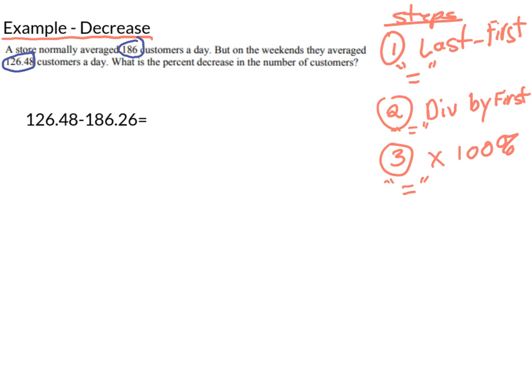So what you get is 126.48 minus 186.26. Now that is step 1 from our calculations, but remember at the end we have to subtract it. So let's do that. So that gives us an answer of negative 160.26. So now you would have punched that in your calculator and that's what you would have gotten.